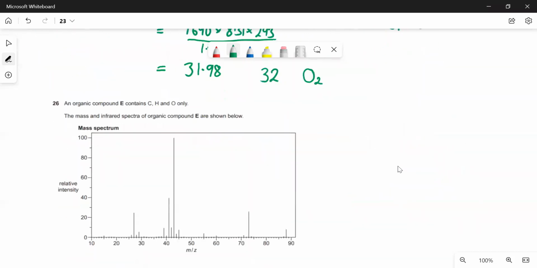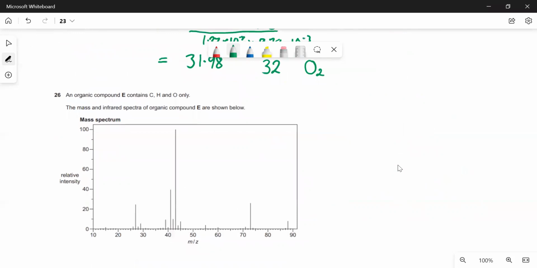Okay, here's the last question on the paper. We've got a compound E. It contains carbon, hydrogen, and oxygen only. And the mass and infrared spectrum of compound E are shown below. So what we need to do here is look at that.